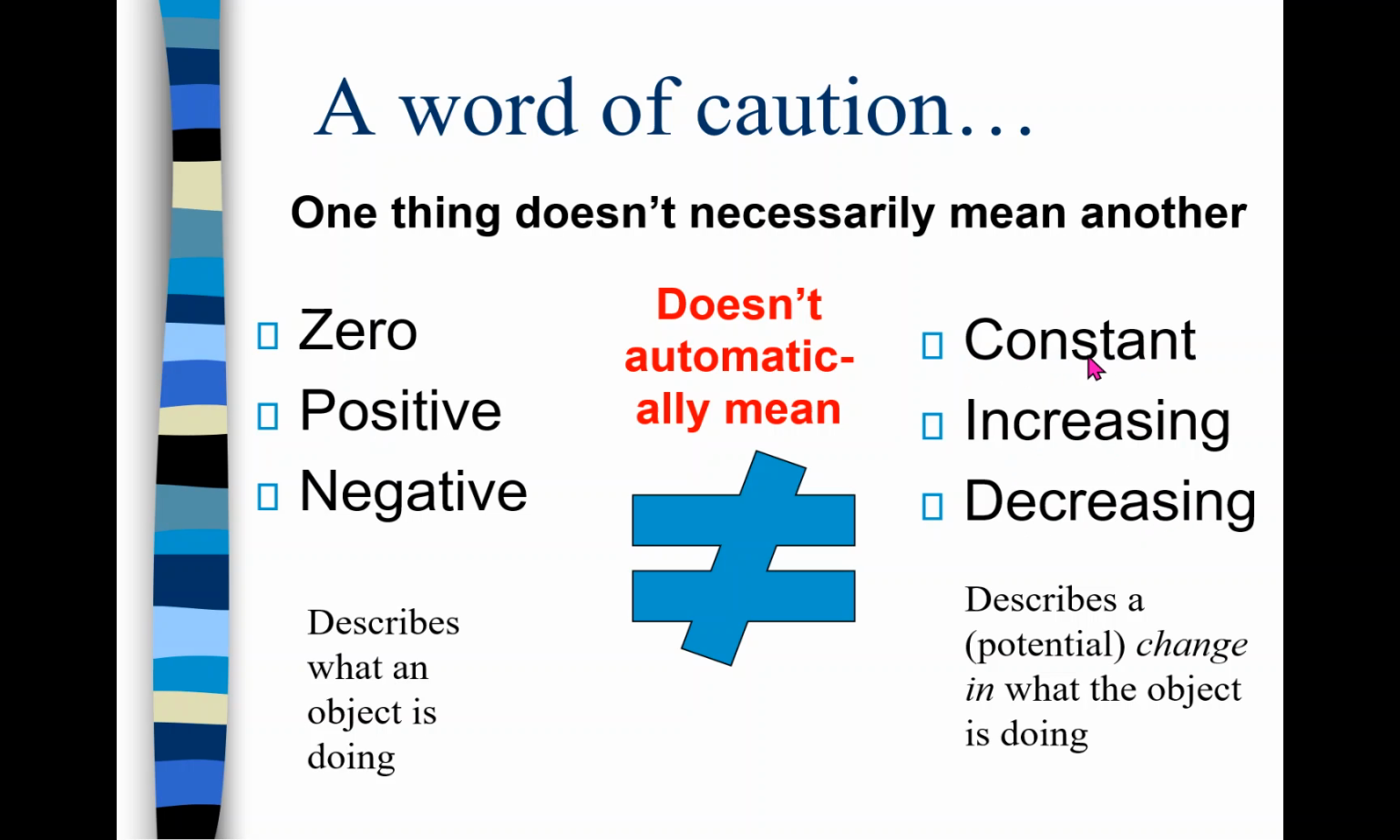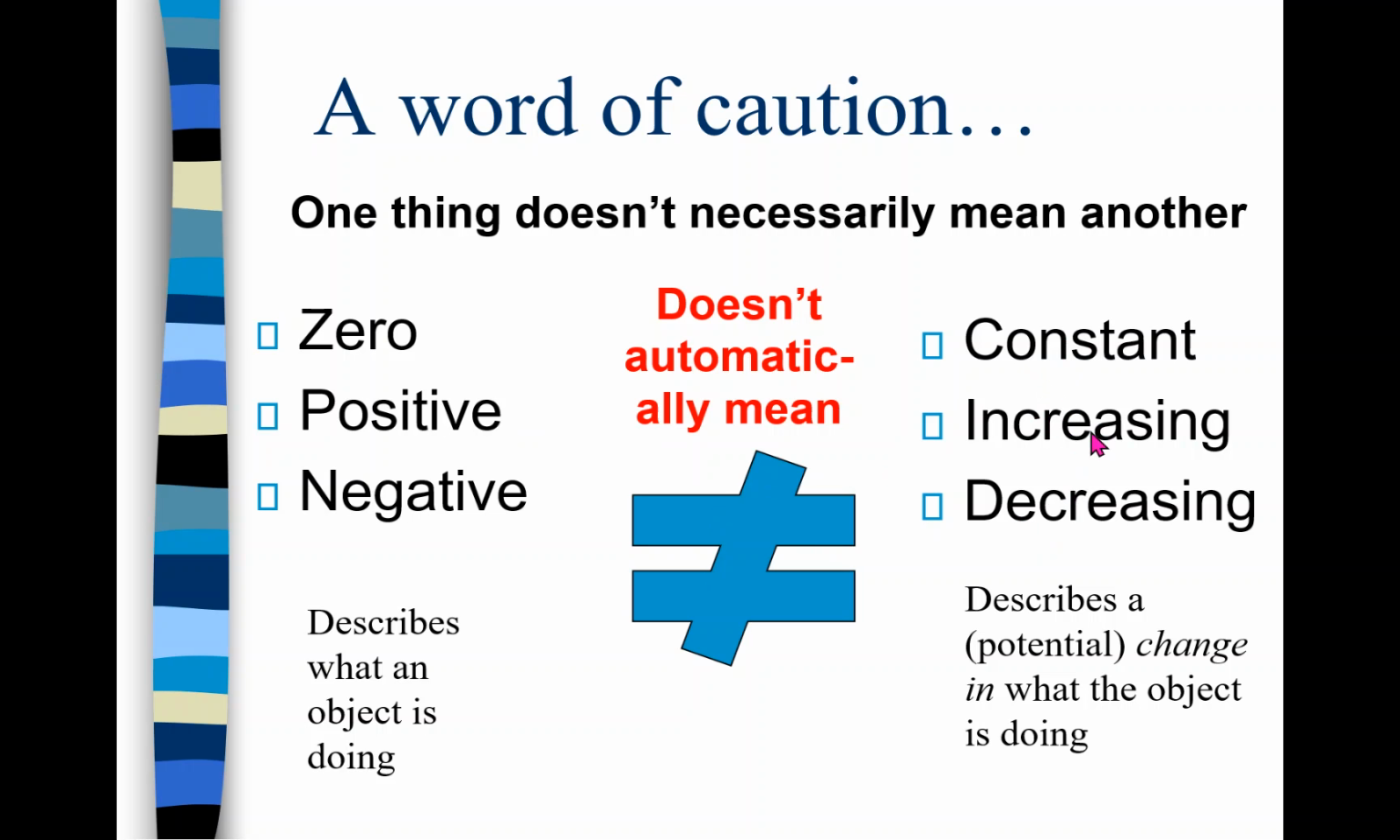A lot of people will often confuse constant with 0. People will confuse increasing and positive, decreasing and negative. You shouldn't. They do not equal each other. You can have a constant velocity that is 0. You can have a constant velocity that is positive. You can have a constant velocity that is negative. You can have a velocity that is increasing going through these. You can have a velocity decreasing going through these. You can have a positive velocity that is constant, increasing, decreasing, and so on.